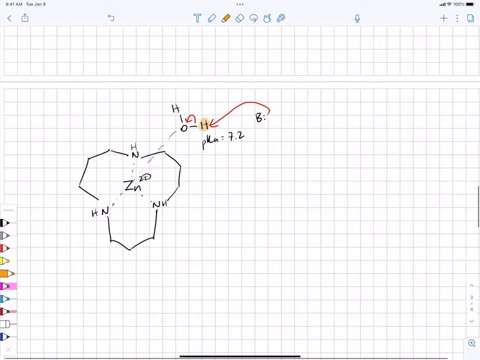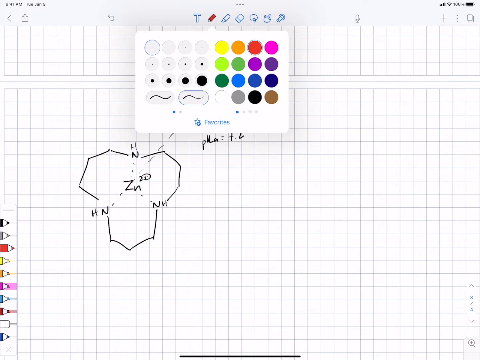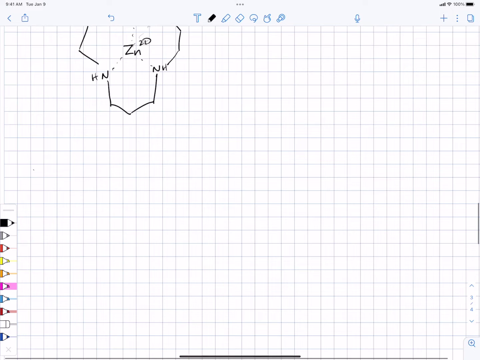Okay, have you seen or heard of any examples of nucleophilic catalysis before? Lewis base catalysis.